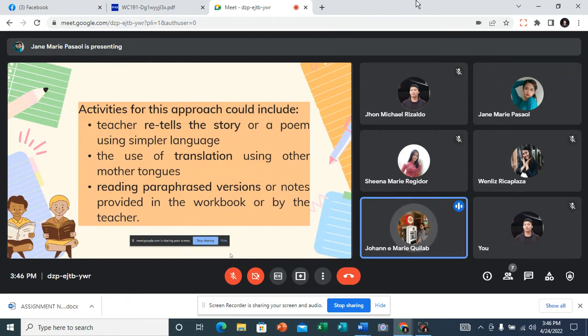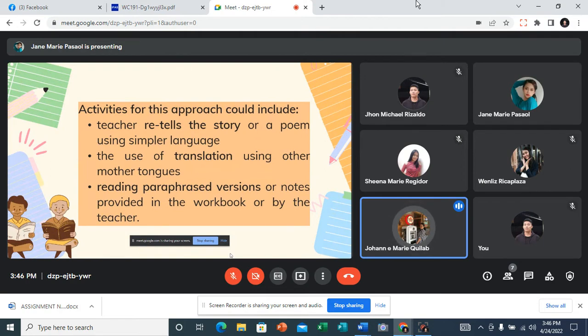Activities for this approach could include, first, the teacher retells the story or a poem using simpler language. In this technique, students will be able to easily understand the structure of the text or the vocabulary being used. Next is the use of translation using the mother tongue. The students will be assisted with the language they really understand or the language they are familiar with.